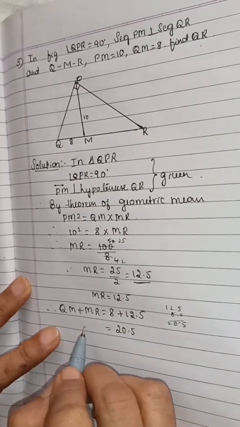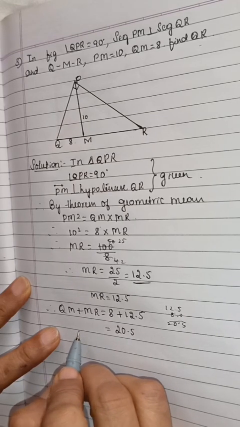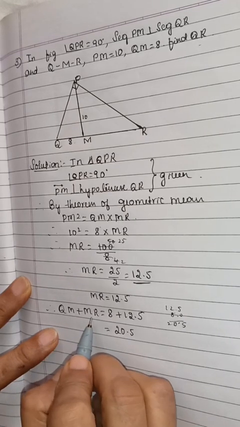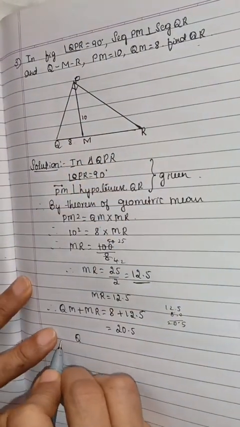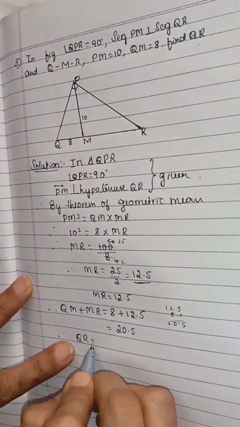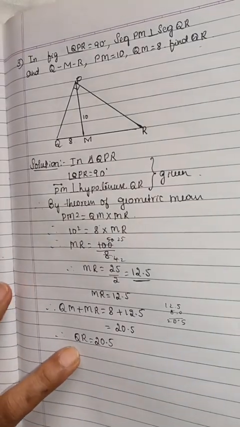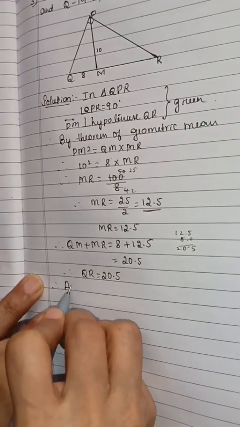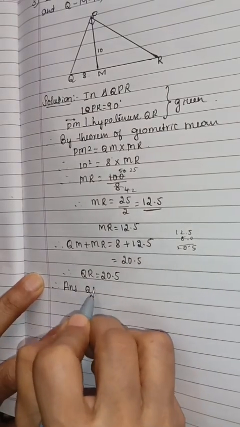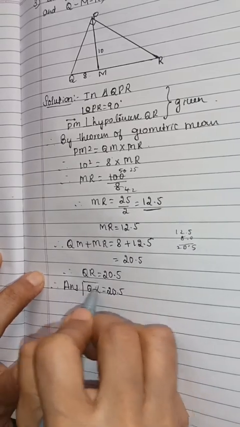QM plus MR is QR, therefore QR is 20.5. Okay, therefore the answer is QR is 20.5.